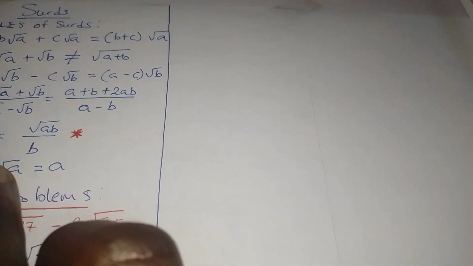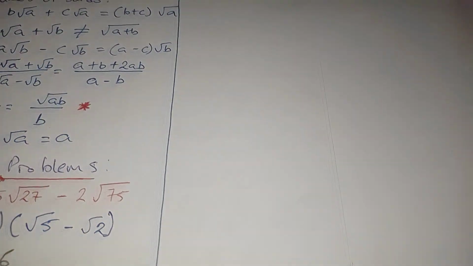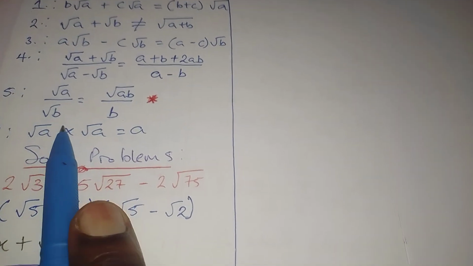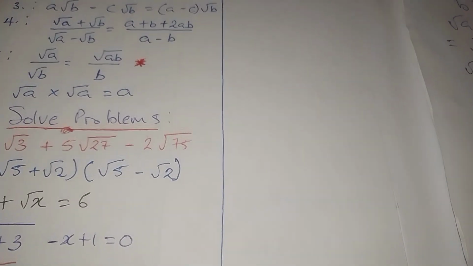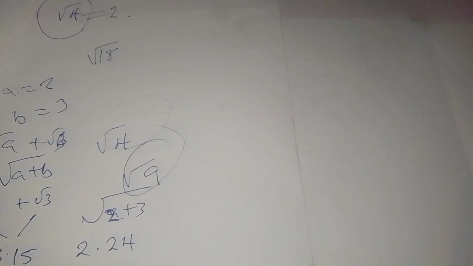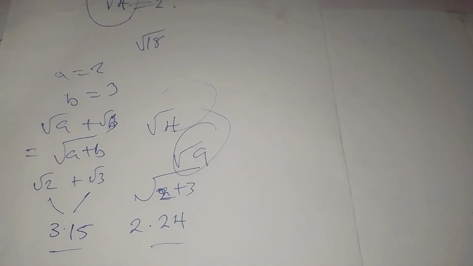Now moving to rule 3, which I've explained before. Before I take rule 4, I would like to take rule 5 first. Taking rule 5, we say the square root of a over the square root of b equals root ab over b. How did I do this? This rule 5 is actually called the rationalization of surd. When we say rationalization, what does it mean?